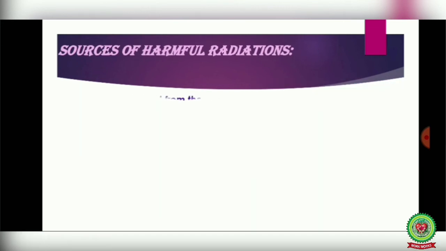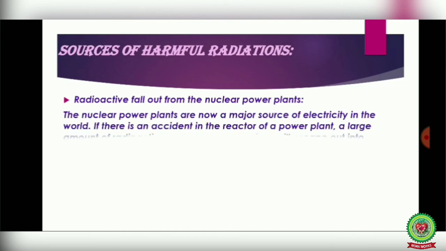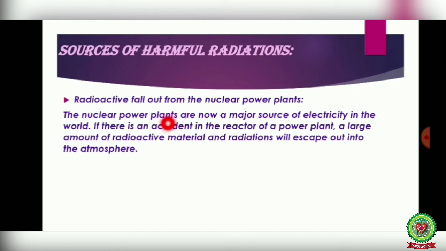Now, the first topic for today under sources of harmful radiations is radioactive fallout from nuclear power plants. Students, nuclear power plants are now a major source of electricity in the world. If there is an accident in the reactor of a power plant, a large amount of radioactive material and radiations will escape into the atmosphere, which will cause great damage to the environment and to mankind.